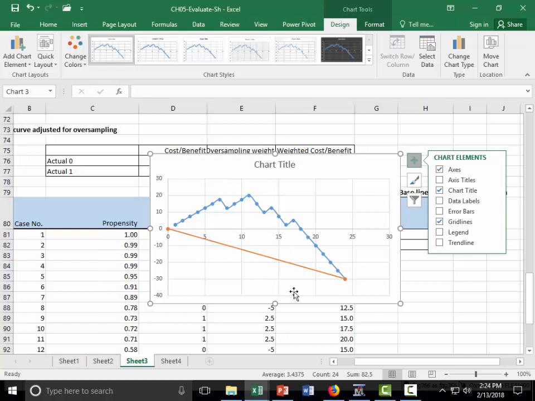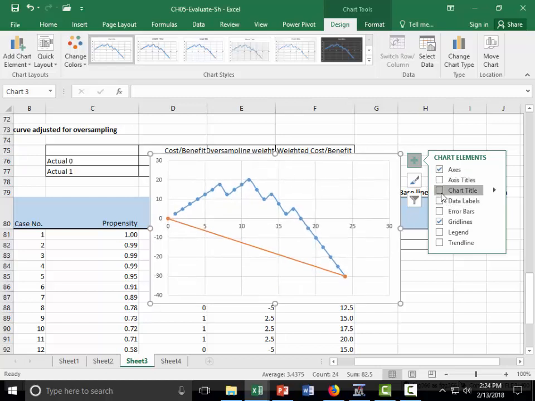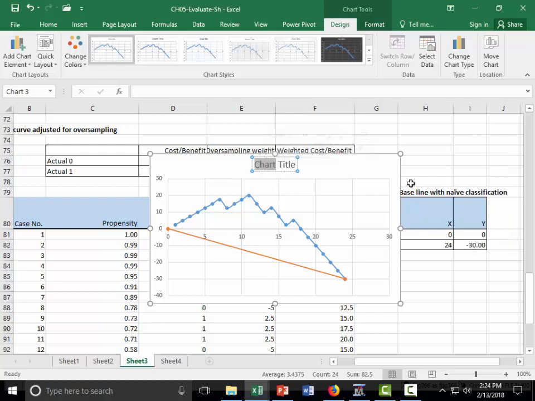You need to format the graph a little. So lift chart with cost benefit weighted for oversampling.